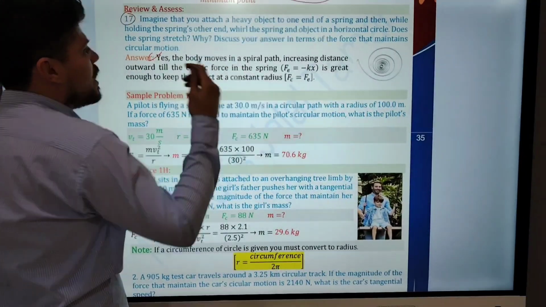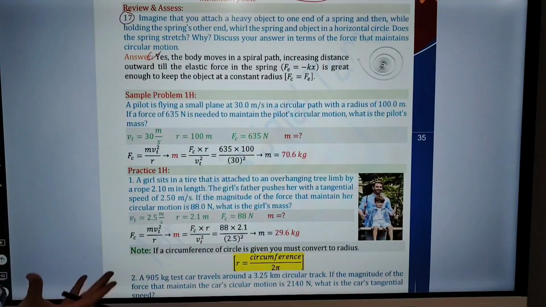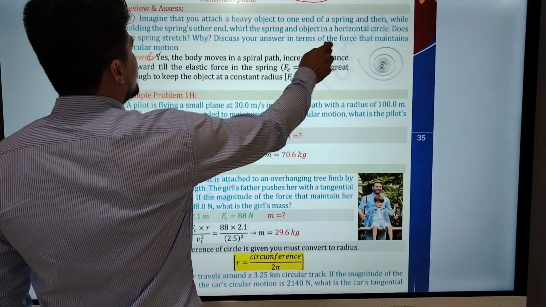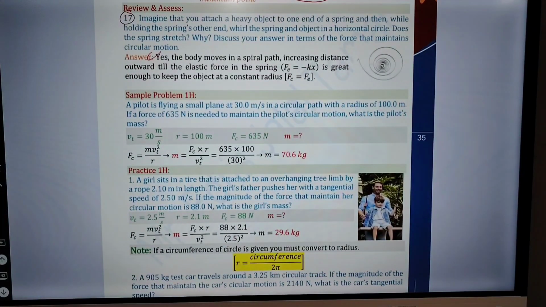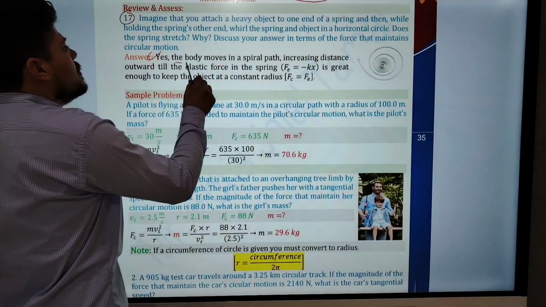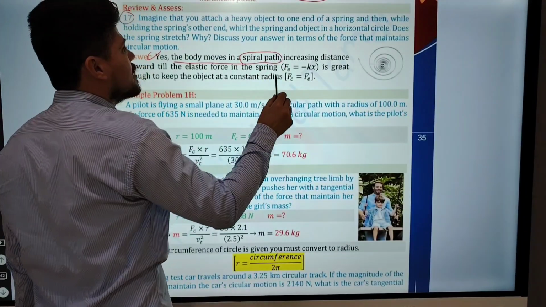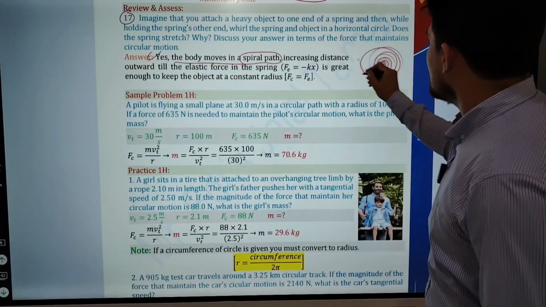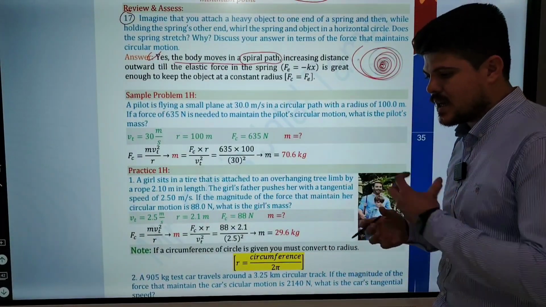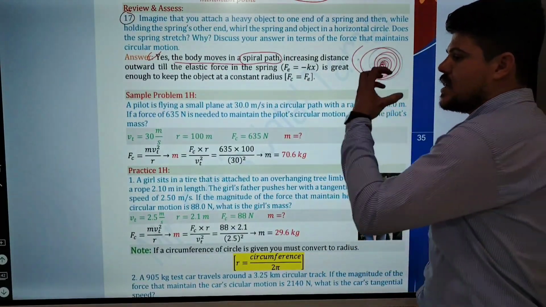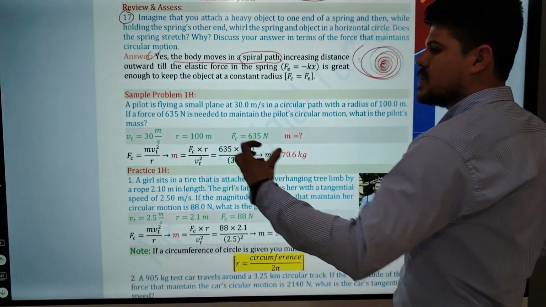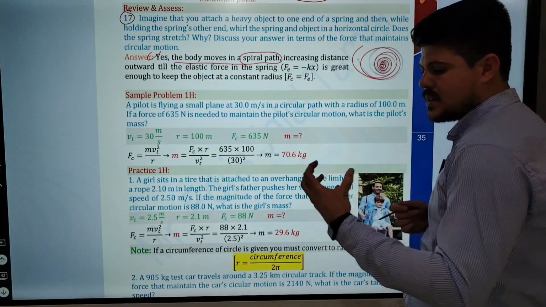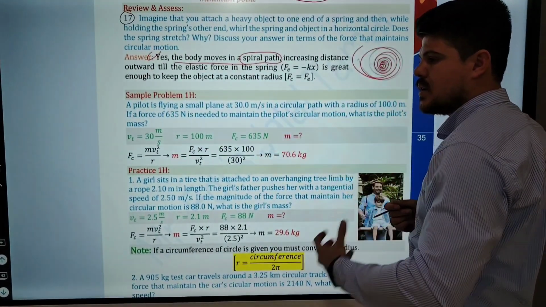Why? Because the spring has elasticity. Discuss your answer in terms of the force that maintains the circular motion. Because the body moves in a spiral path. Look, in a spiral path. Why? Because of the elasticity, the spring has elasticity, okay? And the inertia tends to move the object away from the circular path, but the spring doesn't let it.